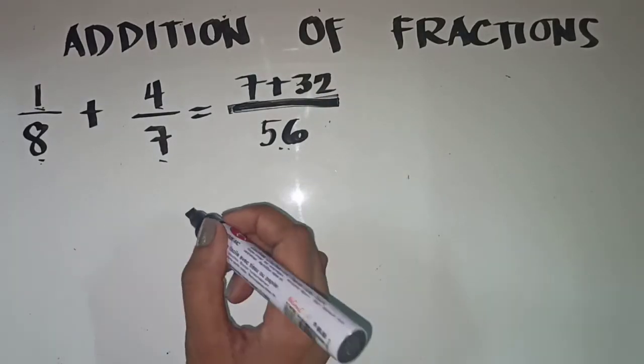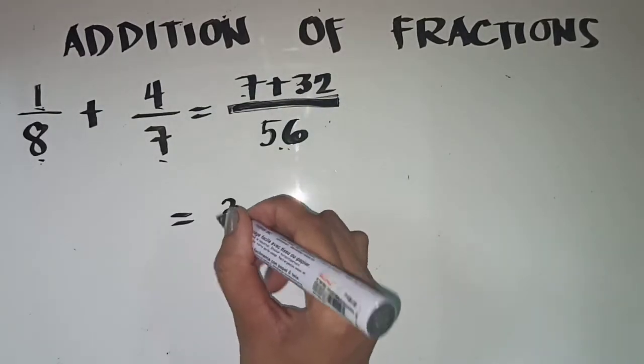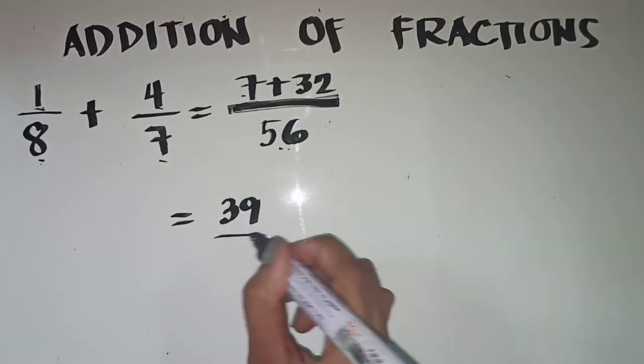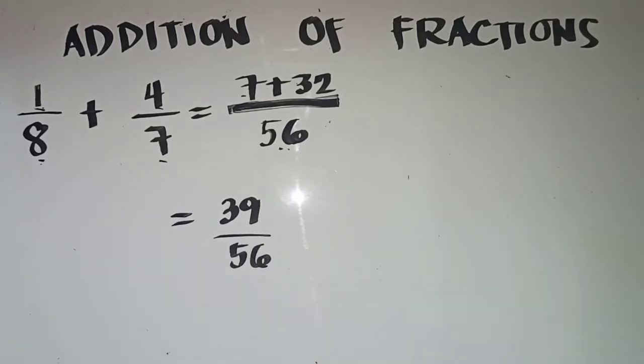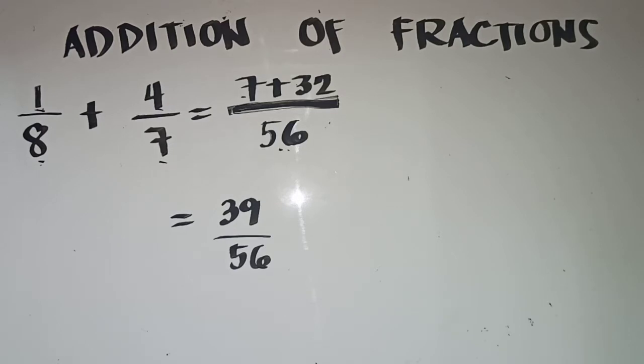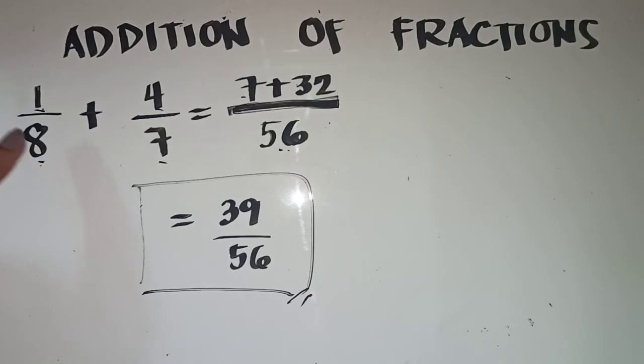Okay, so next. 7 plus 32 is 39. Over, copy the denominator which is 56. And i-check natin, pwede ko pa ba siyang i-lowest term or i-simplify. Okay, so in 39 over 56, wala na akong pwedeng i-simplify, wala na akong pwedeng i-lowest term, therefore this is the sum of these two fractions.